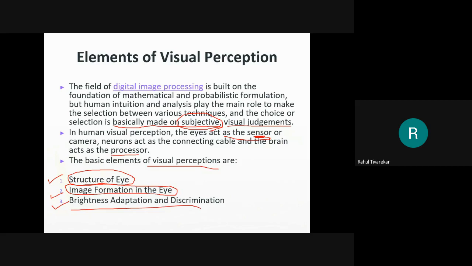And the brightness adaptation and discrimination. Brightness adaptation and discrimination means how you can discriminate between the brightness levels. The capability of a person in discriminating between different brightness levels may vary. Some may identify the brightest color as brightest and the darkest color as darkest, and some other person may not do it the way the first person is doing.